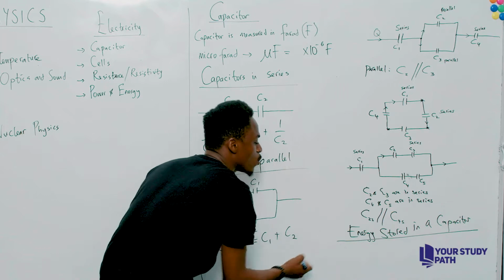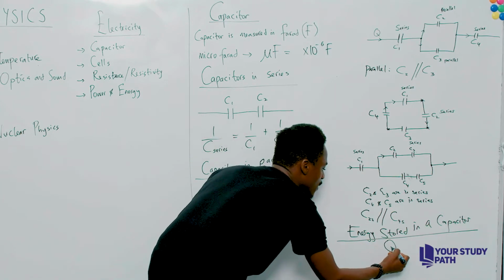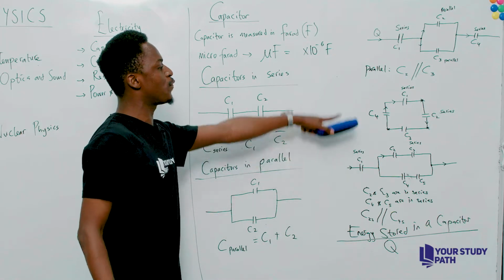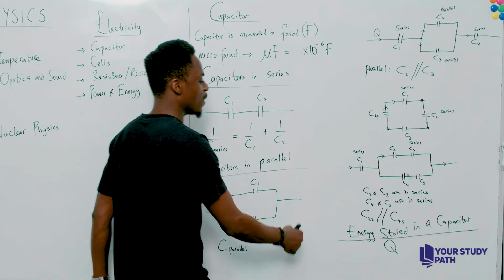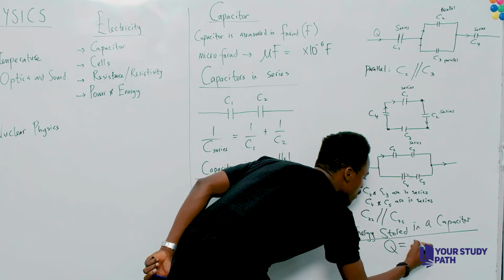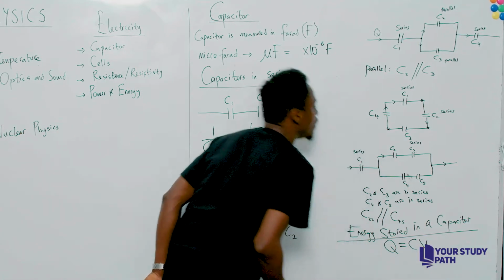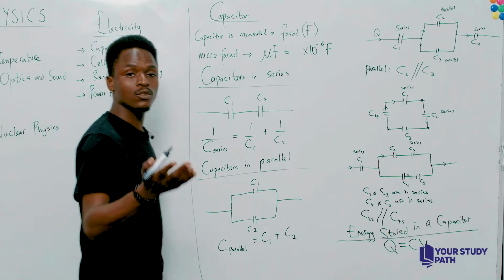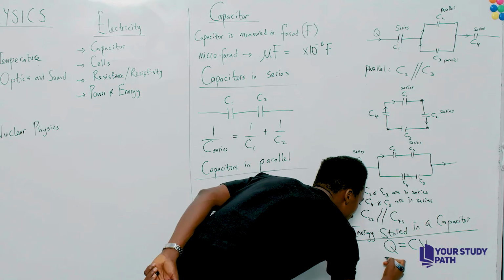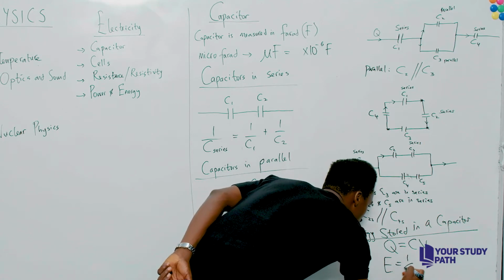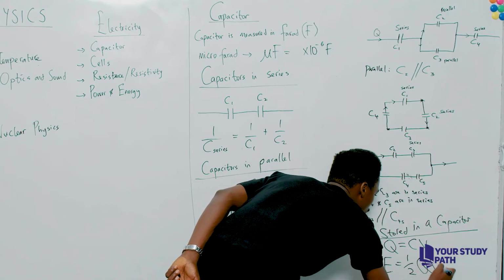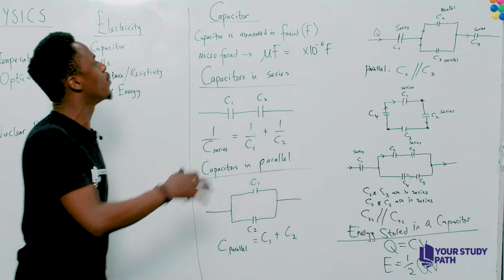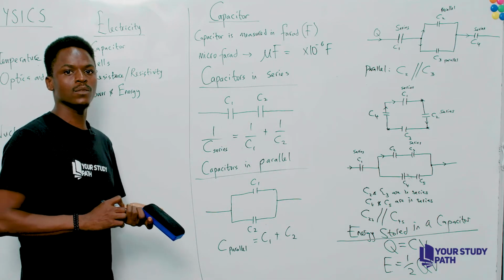Talking about energy stored in a capacitor, first you must understand that the relationship between the charge flowing through a capacitor with respect to the voltage is CV. Q equals CV. Have that at the back of your mind, and you easily figure out that energy in this sense is half QV.